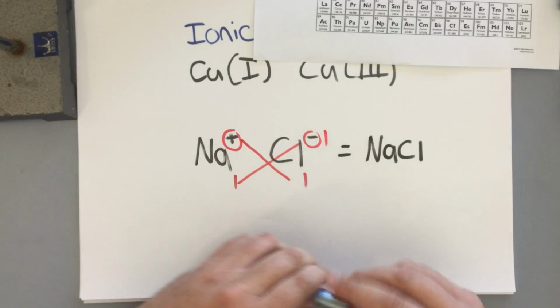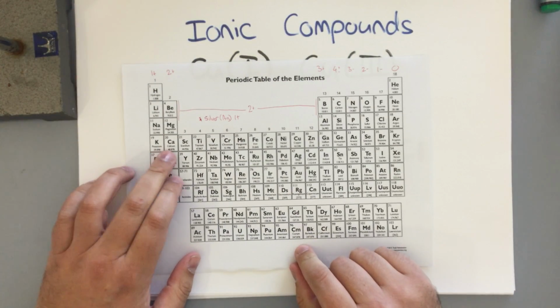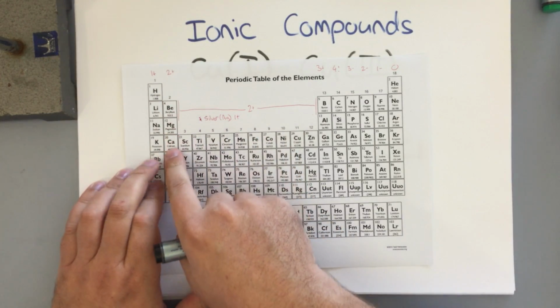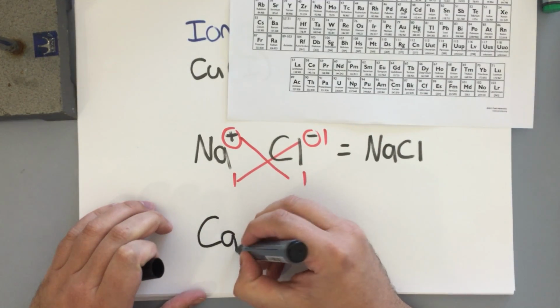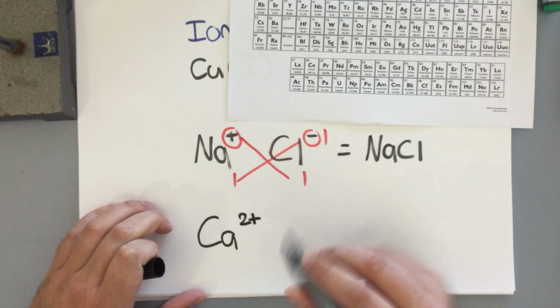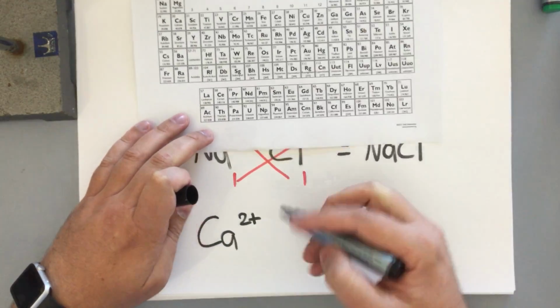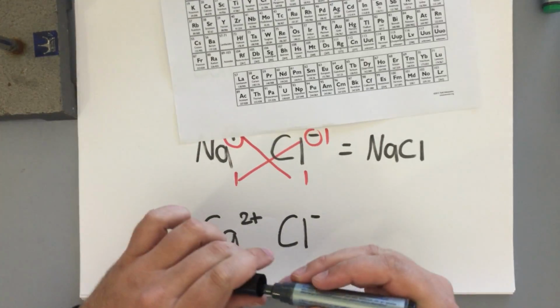Let's take something a little bit different now. Let's look at calcium chloride. So calcium has a valency of 2+. So let's write calcium, Ca, with a 2+ this time. And chloride we know is Cl-. So we'll do that as a minus for there.